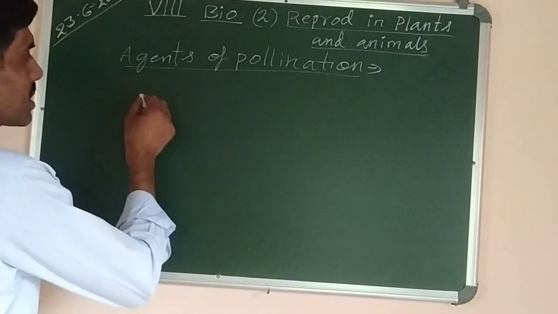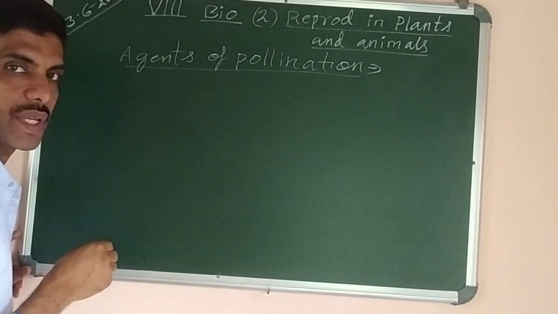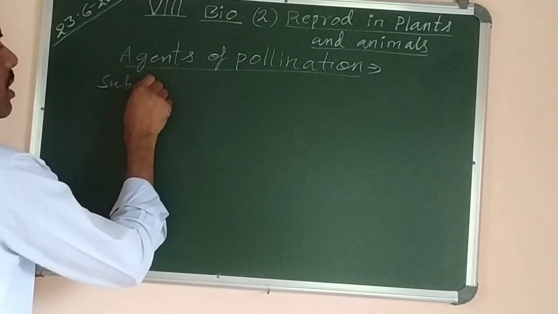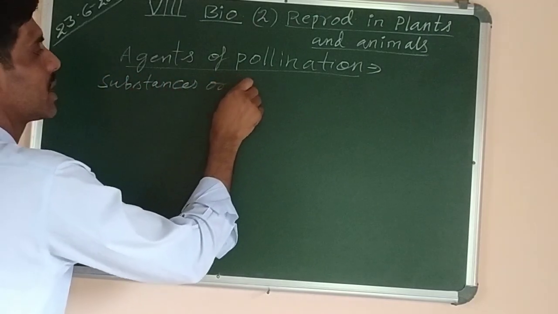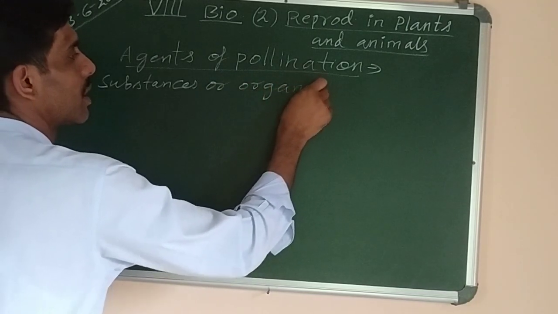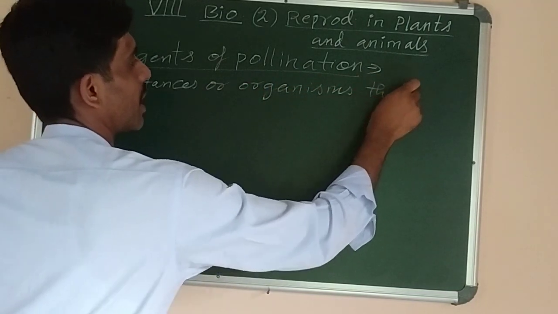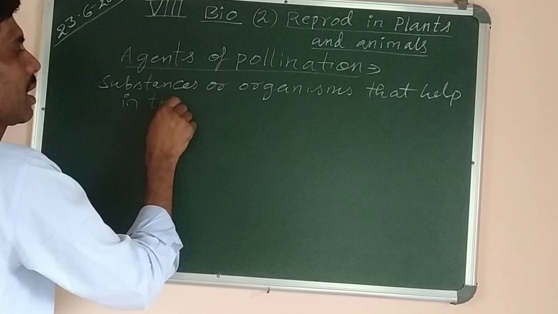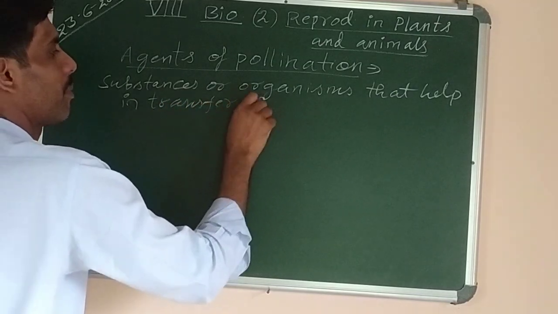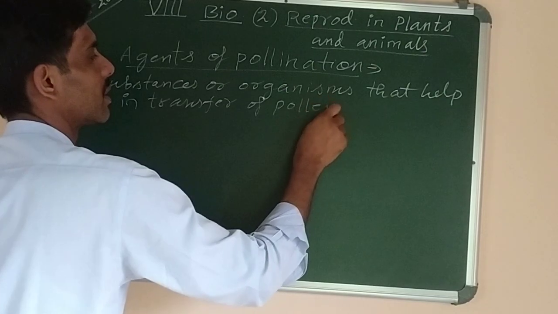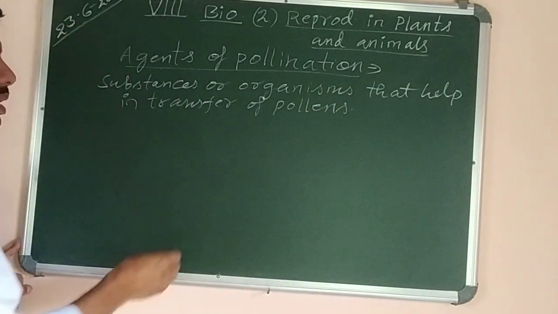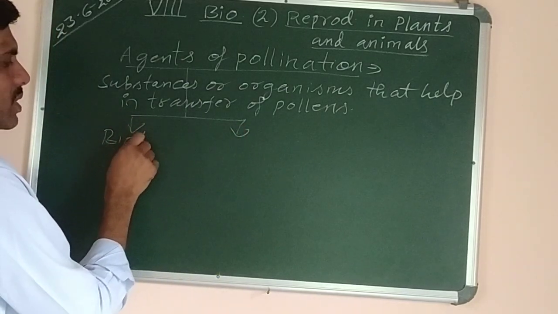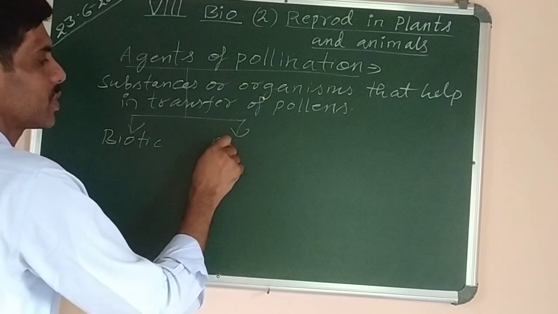So, agents means those substances or organisms that help in the transfer of pollen. Means they carry the pollens from the anther to the stigma. Now these agents are of two types. What are they? Living agents, which are called biotic, and non-living agents, which are called abiotic.